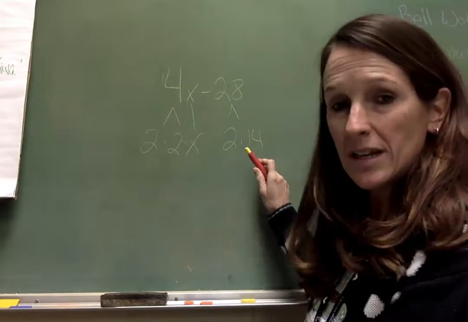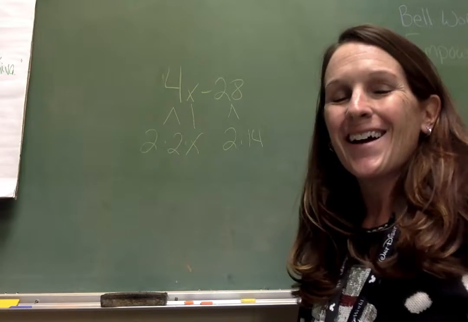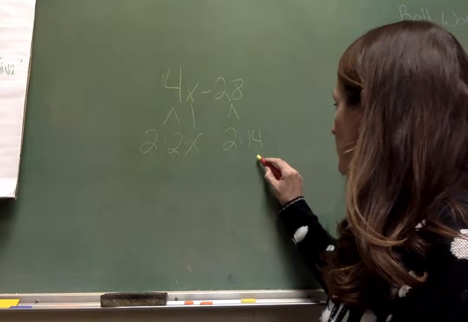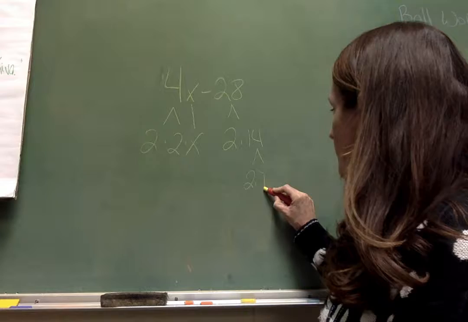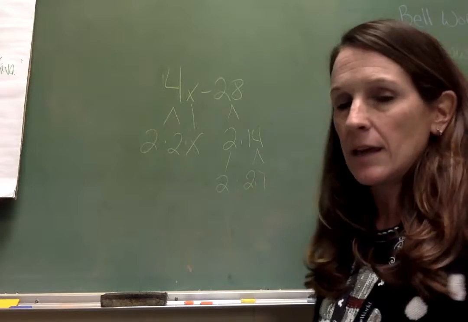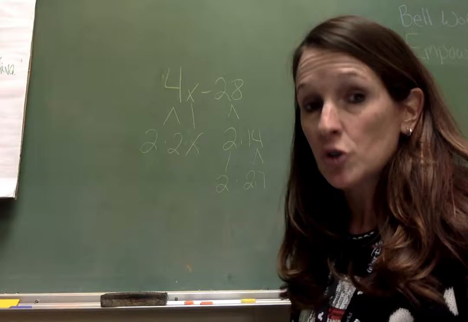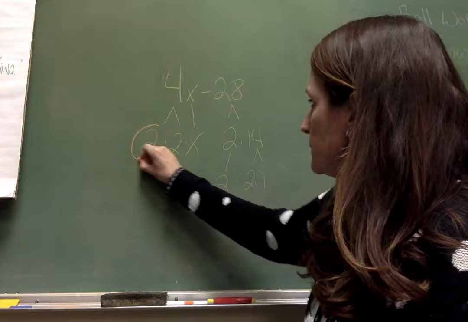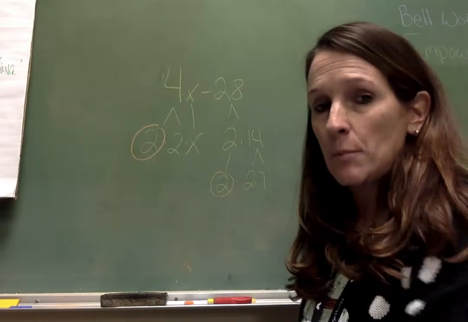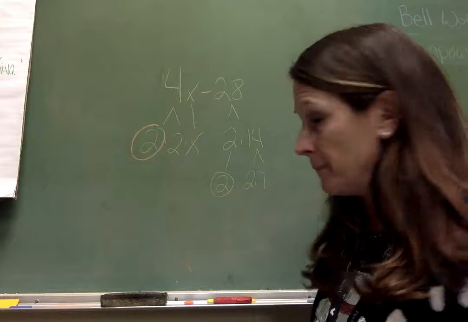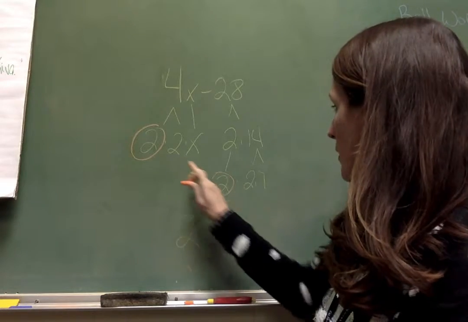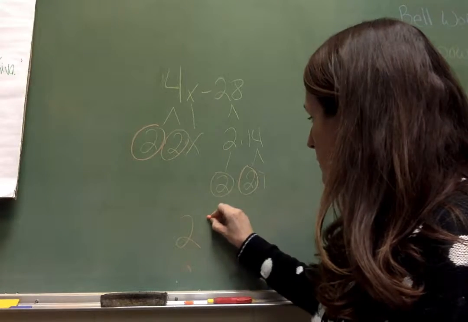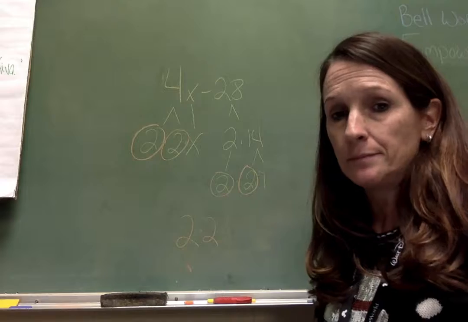Okay. 14 is not a prime number, so let's break that down even more. What times what gives me 14? 2 times 7. I'm going to bring this 2 down so I can keep them on the same level. So my second step is circle what they have in common. Well, they both have a 2. And I bring one of them down. They have another 2. I'm going to bring that down.